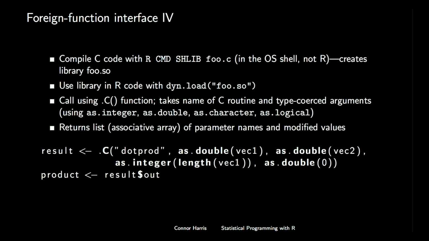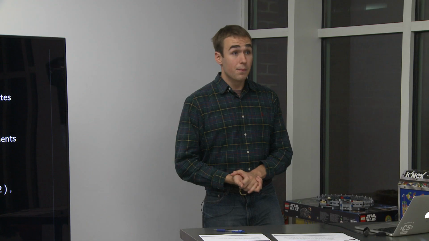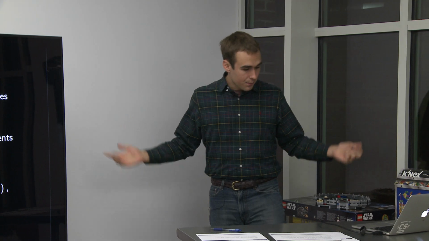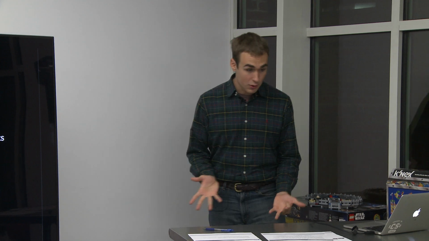And then result's going to be a big associative array of basically vec1 is whatever, vec2 is whatever. What we're interested in is out, so we can get that out. This is, again, a very toy example of a foreign function interface. But if you have to compute dot products of massive vectors in loops, or if you have to do something else in a loop, and you don't want to rely on R, which does have a bit of overhead built into it, this can be useful.